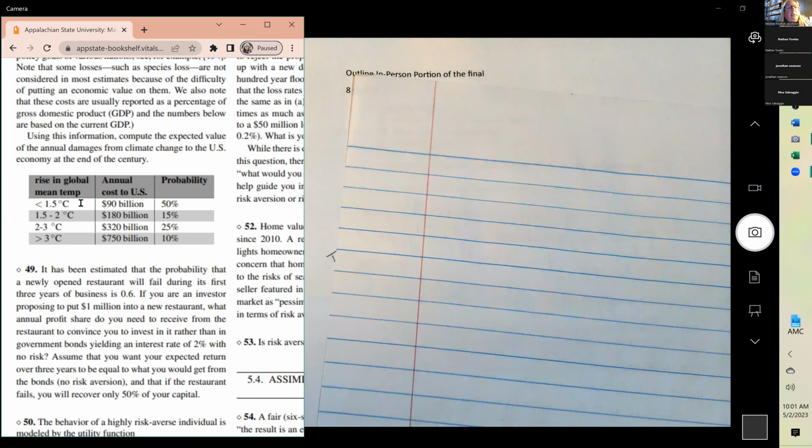Using this information, this is the rising global temperature. So the global temperature, this one's saying it's dropped by 1.5 degrees Celsius. This is saying it's increased by 1.5 to 2. So this is less than 1.5, not dropped. This is 1.5 to 2, 2 to 3, and then greater than 3 degrees Celsius. And what the cost would be annually. This is the probability of each of those cases, which in most cases, the global temperature will not increase more than 1.5 degrees Celsius.